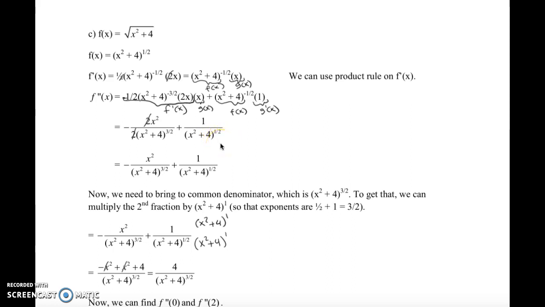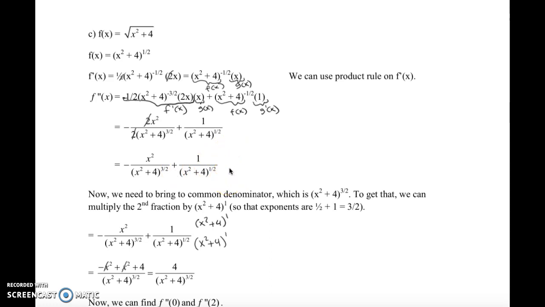And so now if we go ahead and simplify, we can cancel out these 2's here, and we write it as a negative. Now we'll keep the negative out here. It's just a little easier to deal with. We have x squared divided by (x squared plus 4) quantity to the 3 over 2. And then plus our 1 over (x squared plus 4) quantity to the positive 1/2.